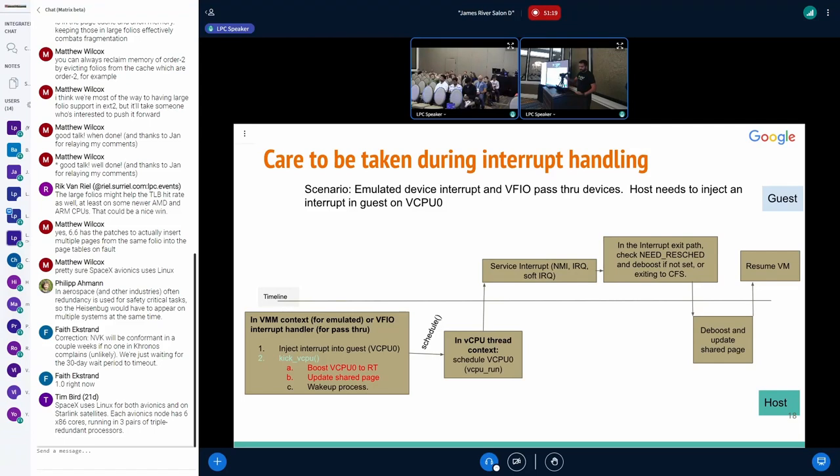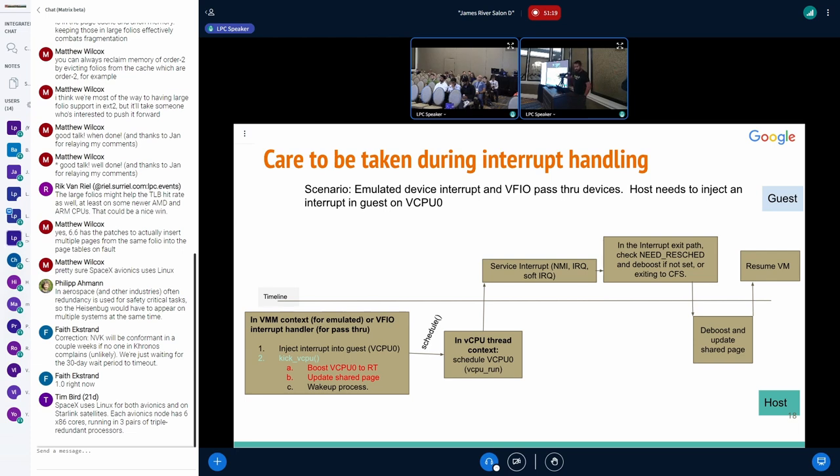So now, okay, let me go over interrupt handling. In this timeline, we have an interrupt that's injected into the vCPU, and what we realized is that we have to boost the vCPU thread as early as possible. We can't make the vCPU thread boost itself in the VM enter path, because it's a chicken and egg problem. When the vCPU is doing the VM enter, it's not running at high priority, so we have to boost it before we actually run the vCPU thread.